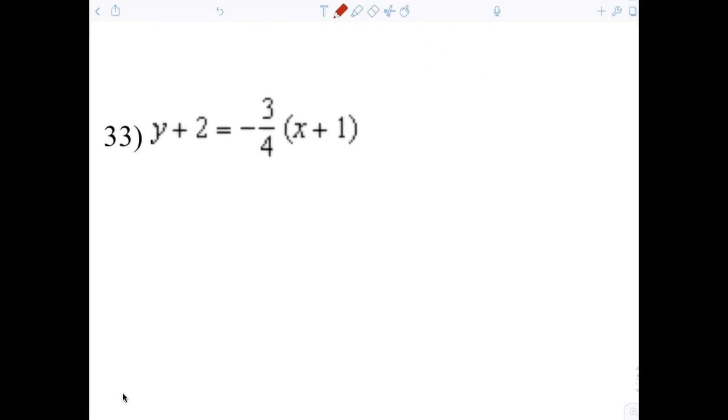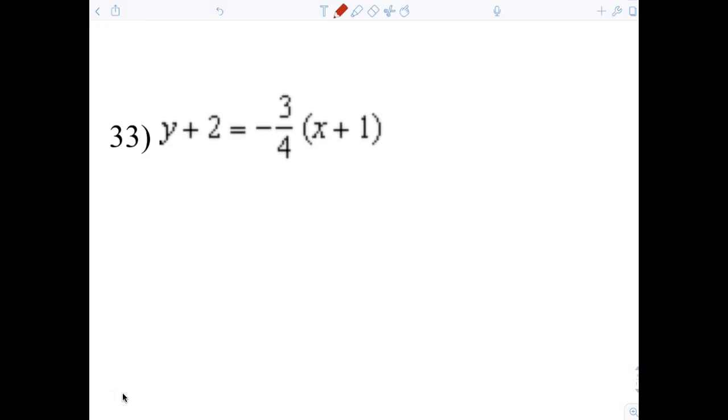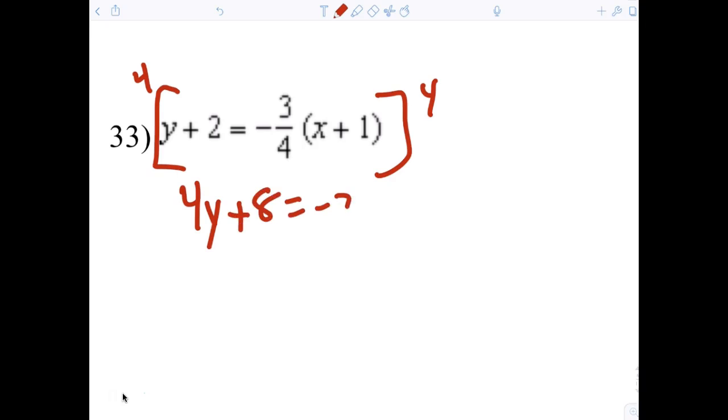33. We have a problem because we have a fraction. So you would multiply both sides by 4. Yes. Multiply both sides by 4. And when you do that, you now eliminate the fraction. All right. So when I do that, what do I get? You get 4y plus 8 equals negative 3x minus 3. Beautiful. Does everybody see that? Distribute the negative 3.